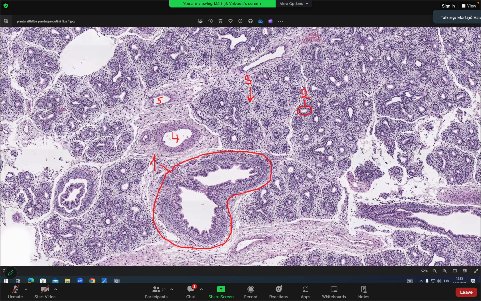Also, typically around blood vessels, you have a bit more mesenchyme. So that's another specific detail. There's a lot of mesenchyme around blood vessels, a bit more than around bronchi or bronchioles. So more connective tissue, more mesenchyme. That also can help you a little bit.